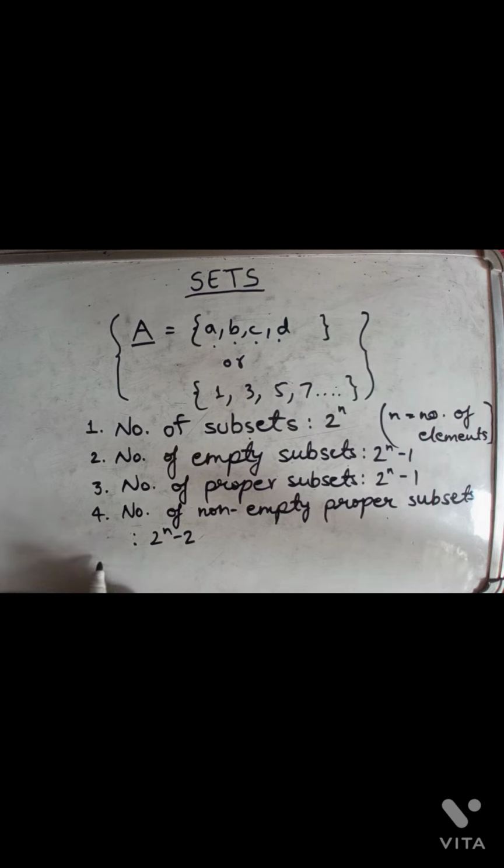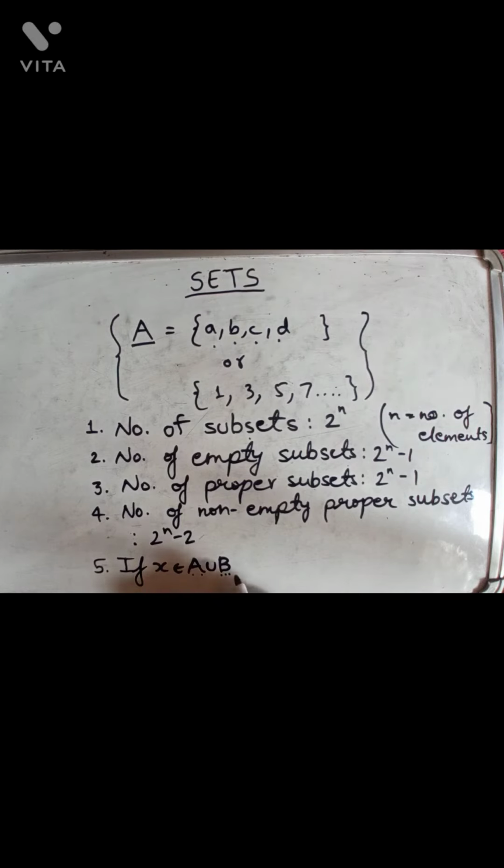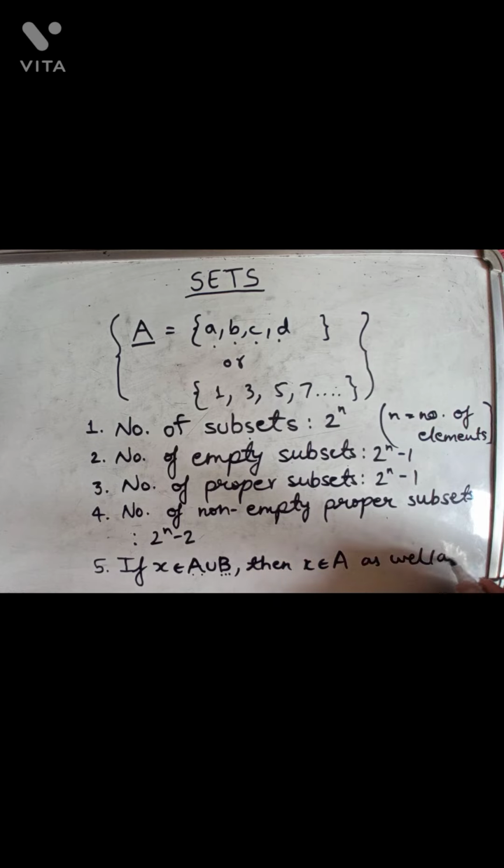The fifth thing to remember is, if some element x belongs to A union B, where A union B means all the elements present in A and all the elements present in B, then x belongs to A as well as x belongs to B. So note this and we'll be moving further.